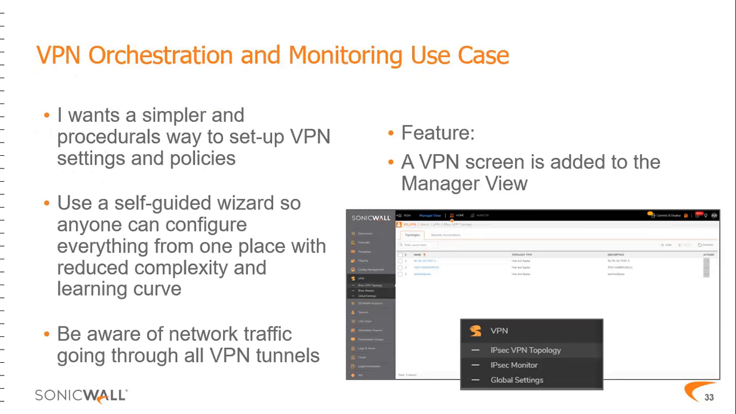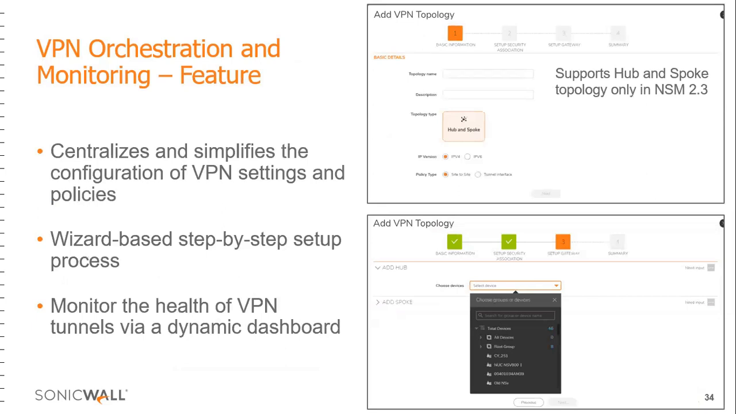The VPN orchestration and monitoring use case is actually similar to the SD-WAN. Also, you can set up VPN settings and policy across all your branches. They have a self-guided wizard, so anyone can configure everything from one place, and it will reduce your capacity and learning curve. You will be aware of the network traffic going through all the tunnels because they have the monitoring tool for you. So this is the monitoring feature.